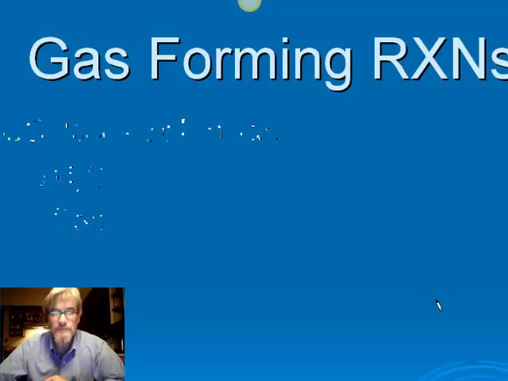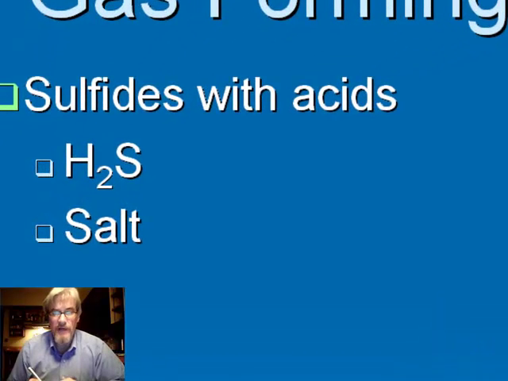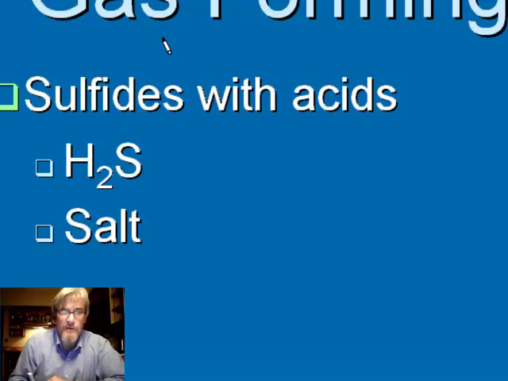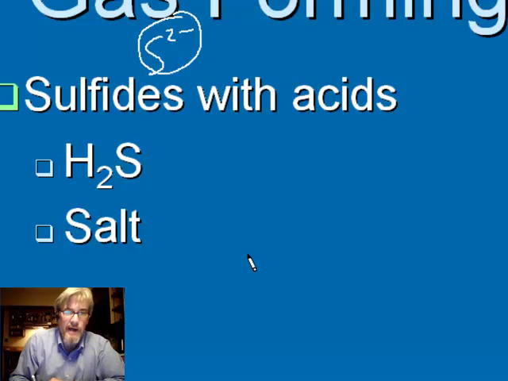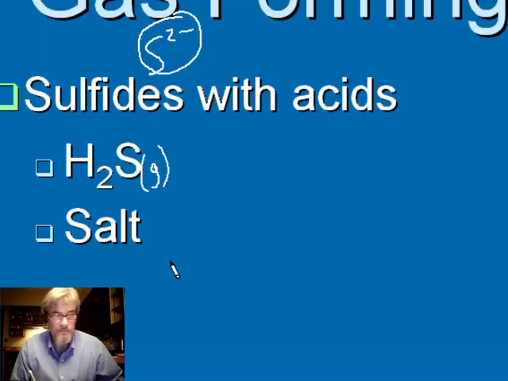Third gas-forming reaction. This is when sulfides react with acids. Sulfide is just the monatomic anion from the sulfur atom. The products are H2S, which is a gas, and then a salt. Let's take a look at a reaction example.